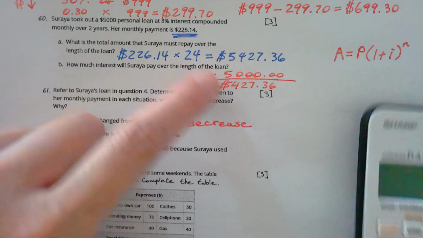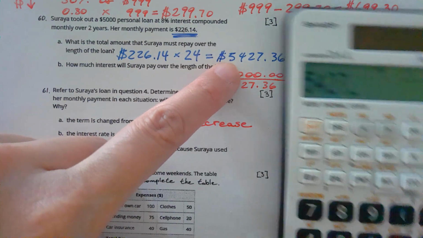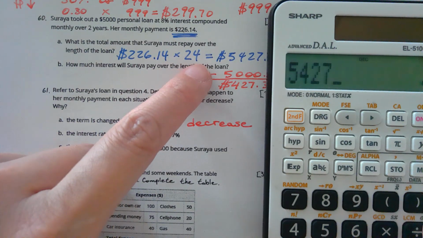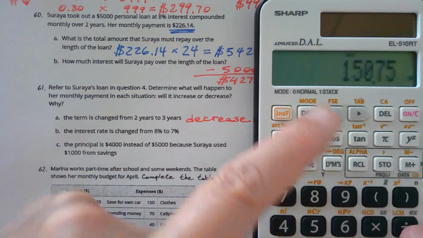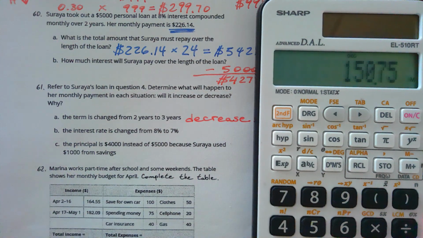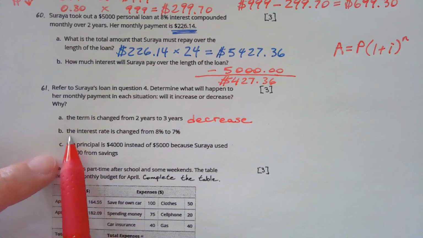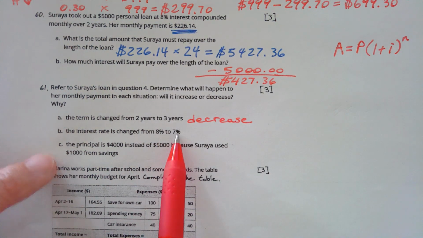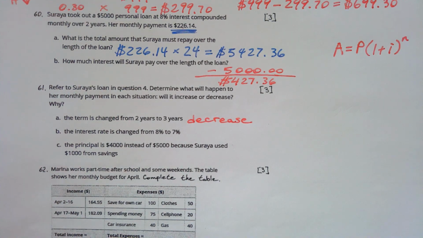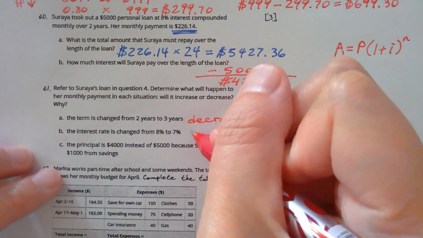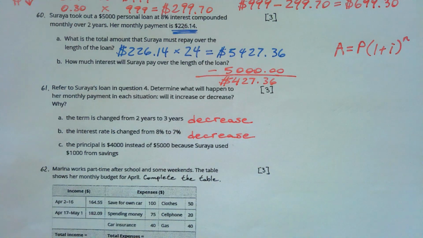So, for example, here, that $5,427, instead of taking 24 months to pay it off, you're taking 36 months to pay it off. And so your monthly payment actually decreases. Okay? But yes, you are paying more interest. The interest rate is changed from 8% to 7%. So this one is an easy one. Decrease, right? Because you're getting a loan, interest going down is good for you.